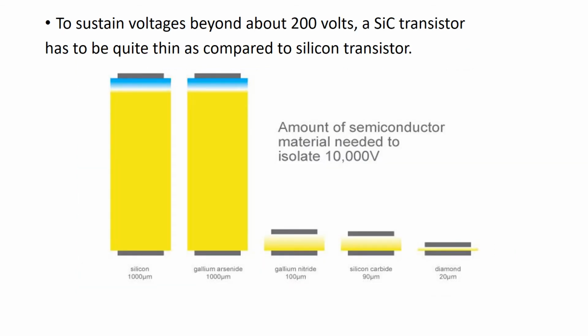The size of a transistor is one of the most important factors, and in the diagram we can see that we need only 90 micrometers of silicon carbide to isolate 10,000 volts, whereas we need 1000 micrometers of silicon, which is almost 10 times that of silicon carbide.